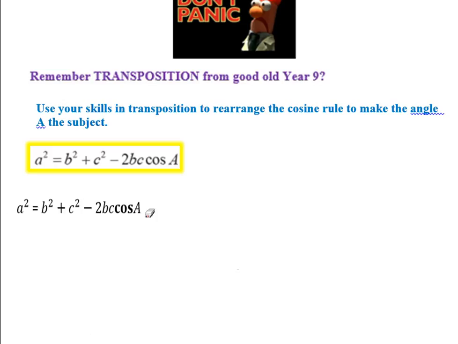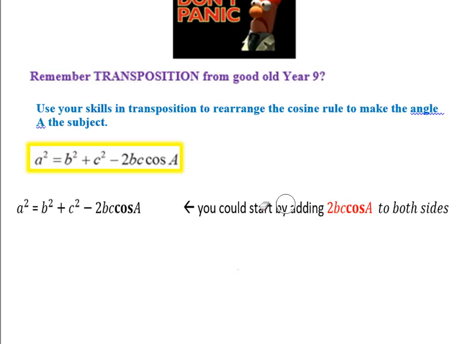So we want to make A the subject. So what might you want to do first? And notice that the term that has A in it is negative. So what I tend to prefer to do, this is one way you could start, is to start by adding this term to both sides so that it's no longer negative.